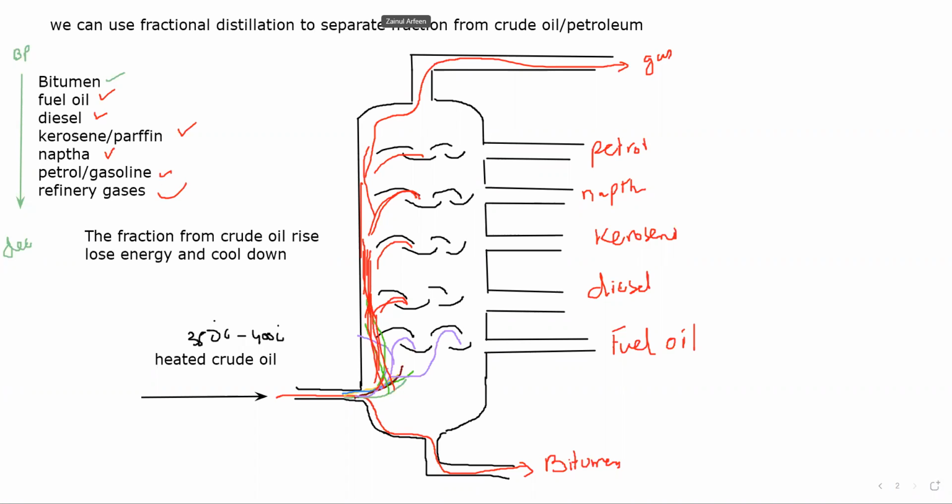Then what you have to learn? You have to learn the uses of each. So bitumen is used for road carpeting.